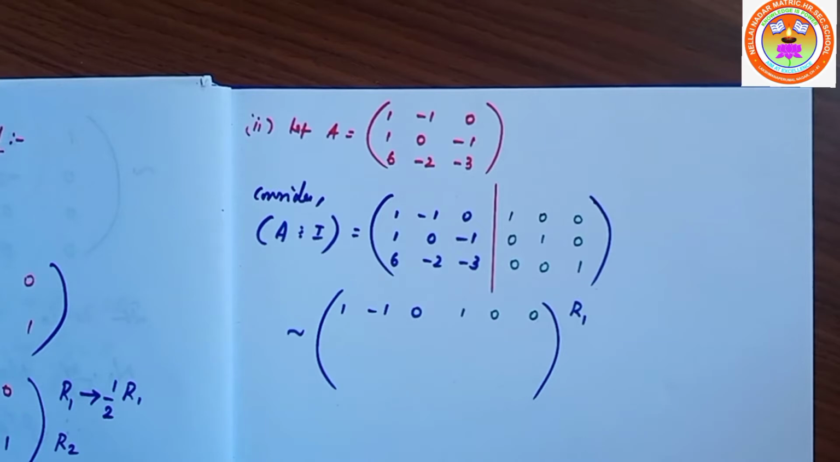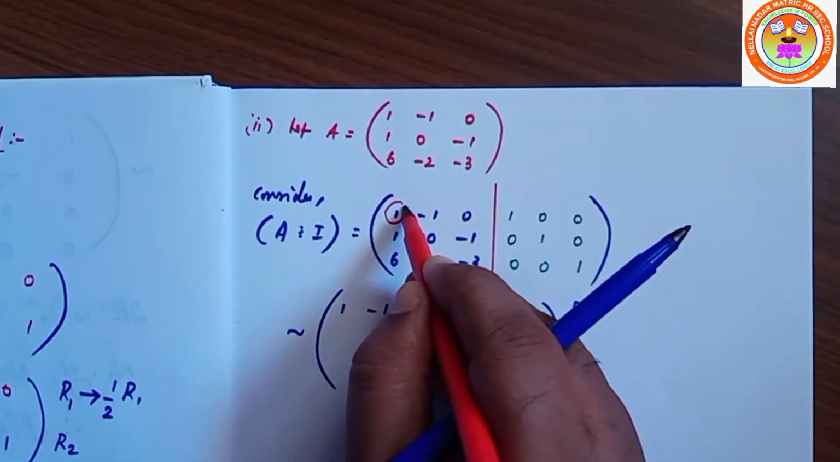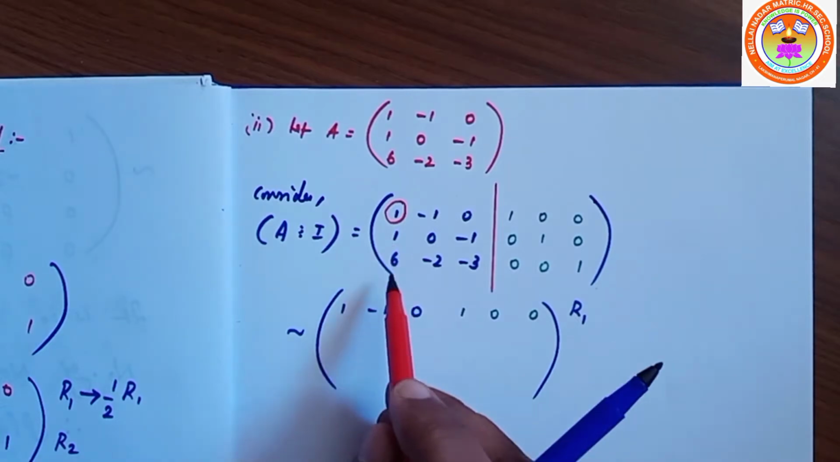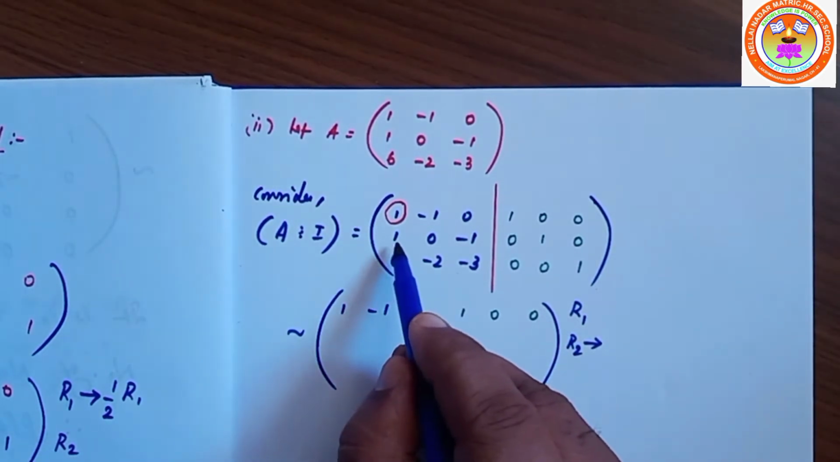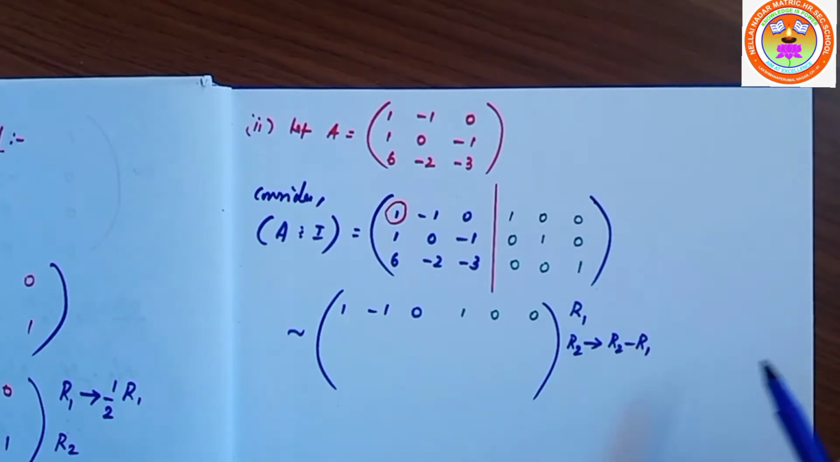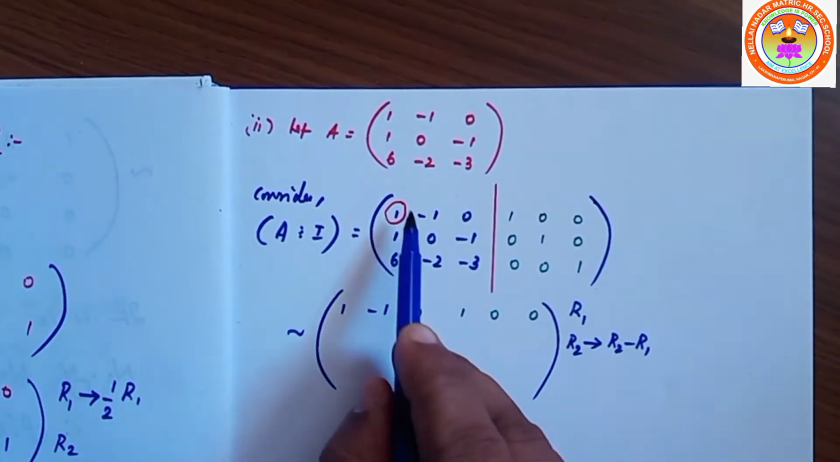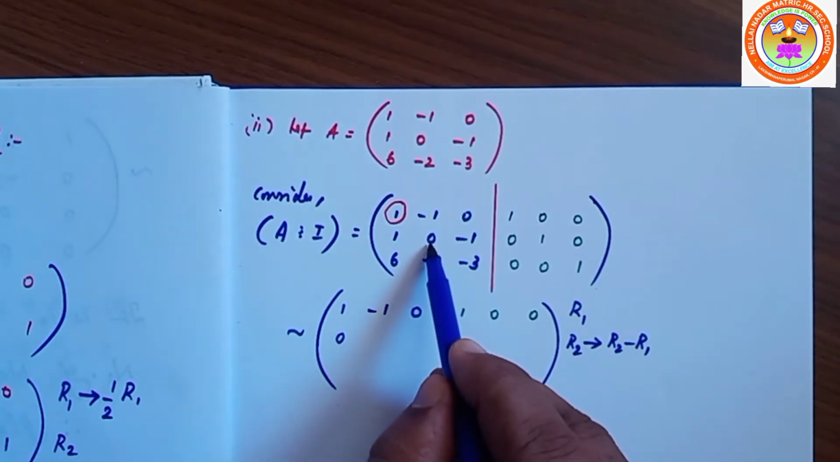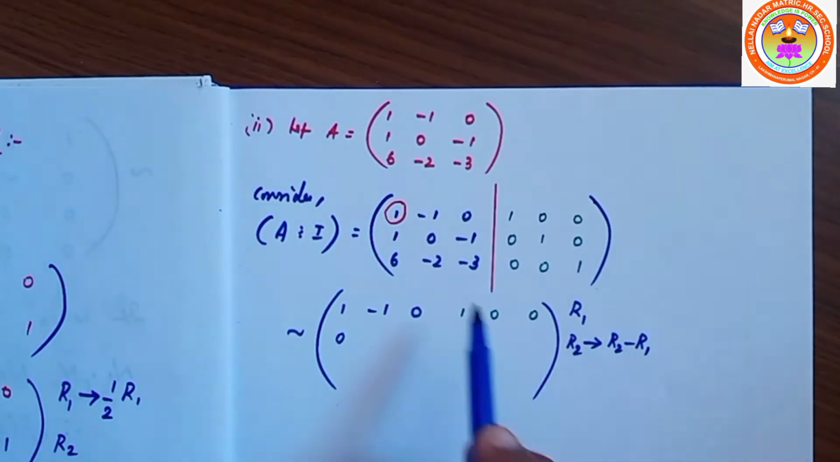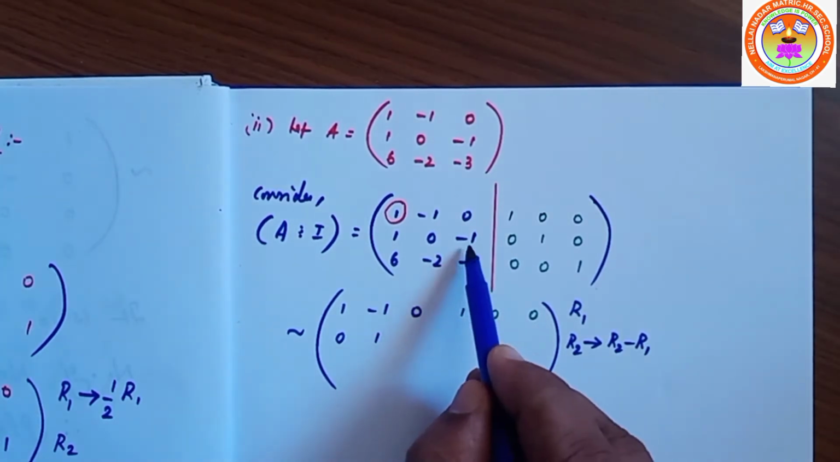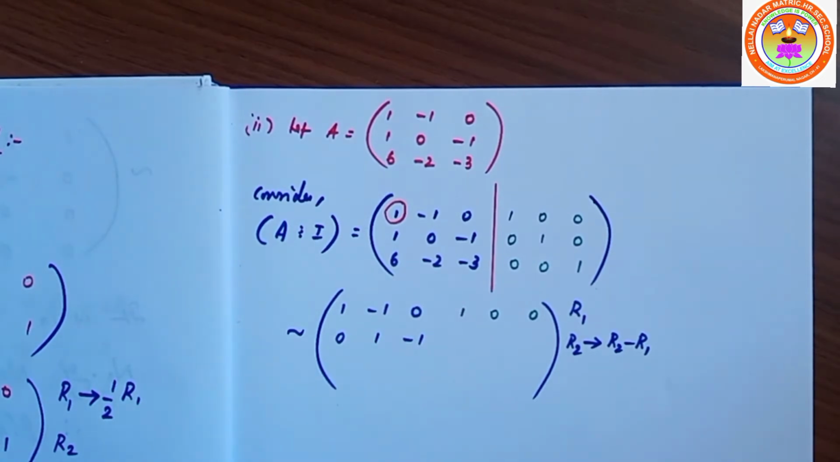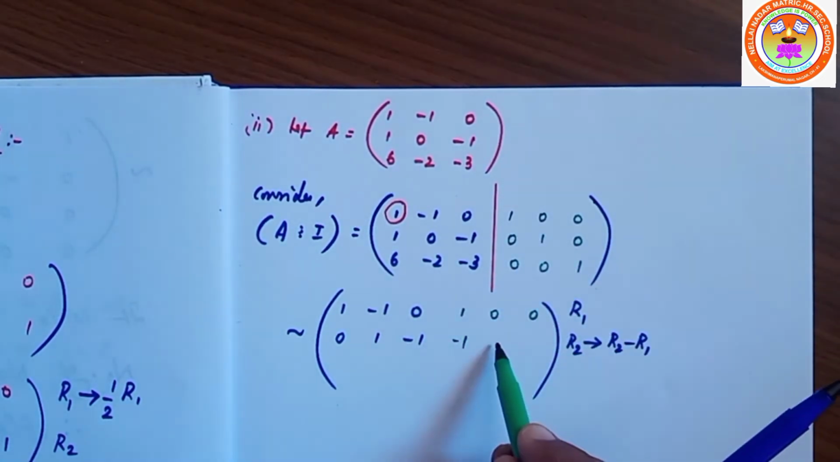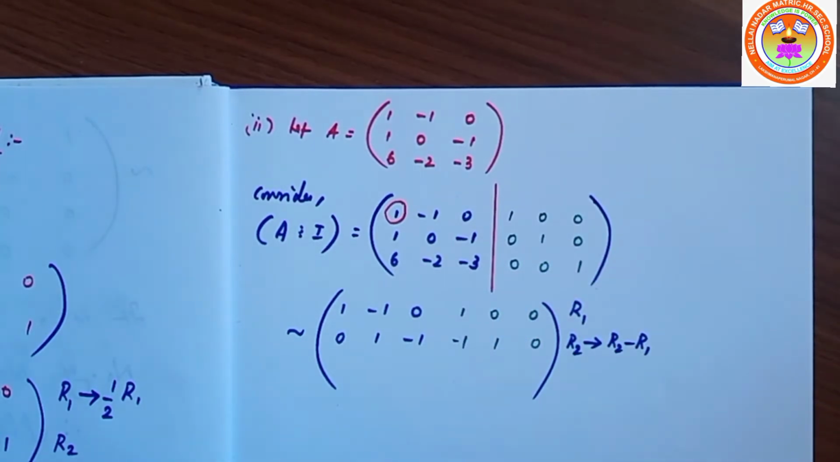With the help of this element, we have to convert these two elements as 0. Okay, so I can go for the row transformation. R2 implies R2 minus R1, direct subtraction, very easy. 1 minus 1, 0, 0 plus 1, you have to change the sign here, minus. So 0 plus 1, plus 1, minus 1 minus 0, that is minus 1, 0 minus 1 is minus 1, 1 minus 0, 1, 0 minus 0, 0.